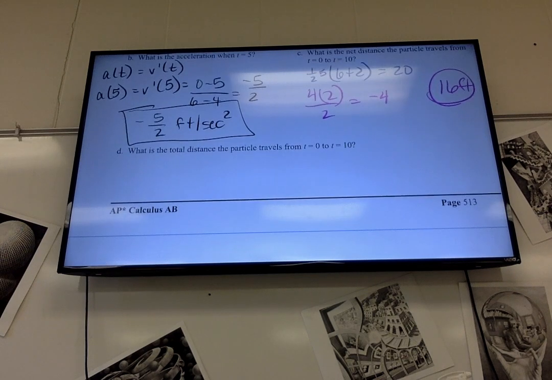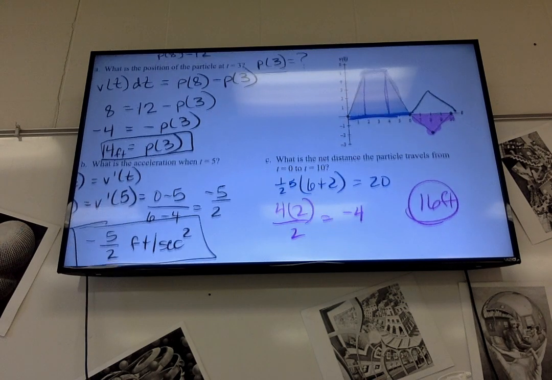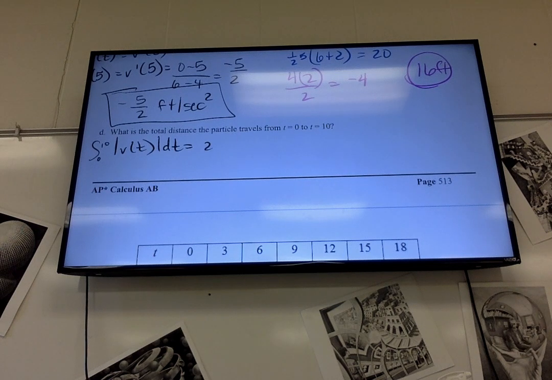That's what the next one is talking about. The total distance, the integral from 0 to 10 of the absolute value of v of t dt, just has both of those being positive. So I make that pink one up here the positive version of it. So like you said, it's just 20 plus 4, so it's 24 feet.